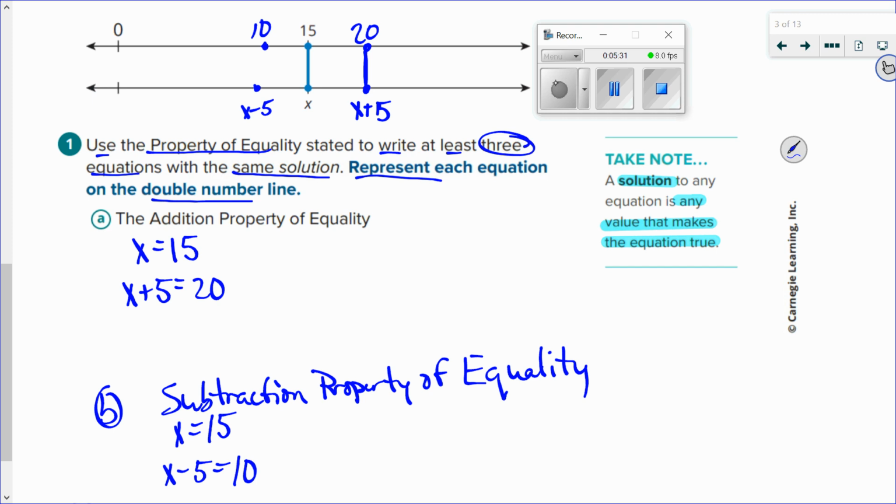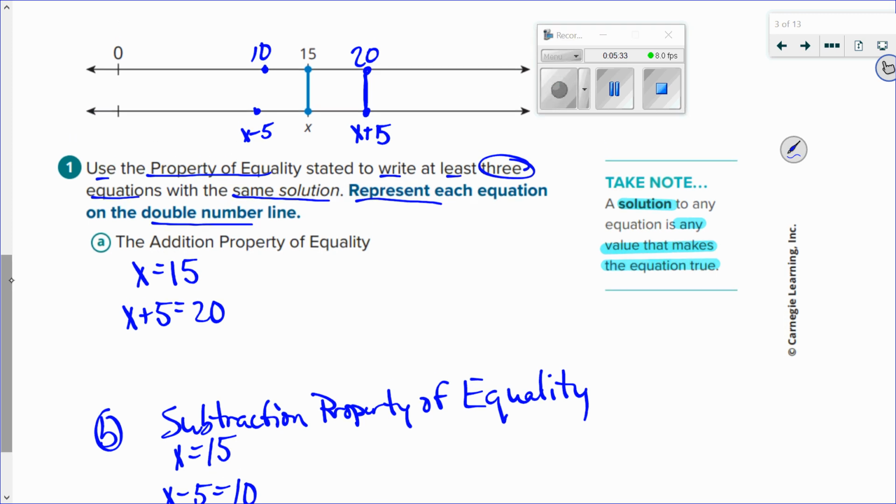So I'm just going to give you a few more, but it all starts with this baseline and adding the same amount to both. So for example, I could have said x plus 1 equals 16. I could have said x plus 10 equals 25. It doesn't matter what it is, as long as you add the same amount to both sides.